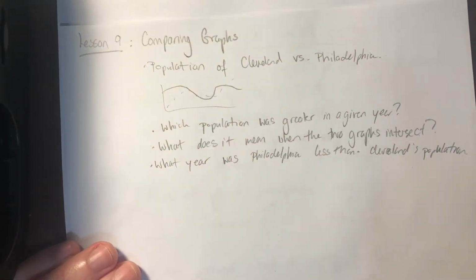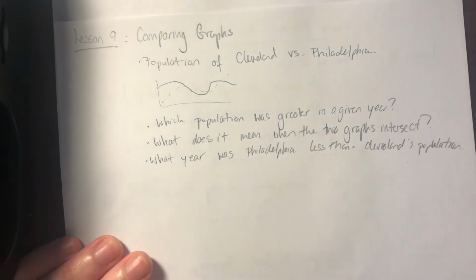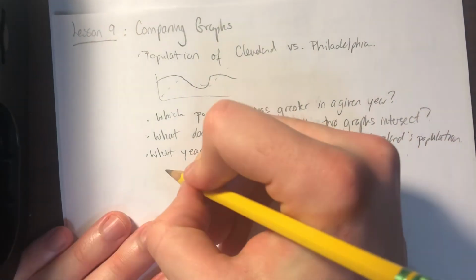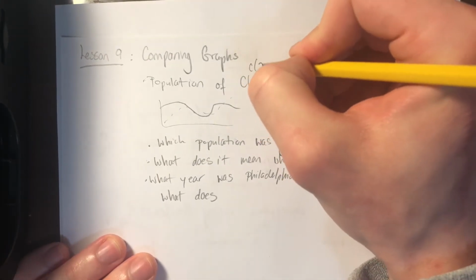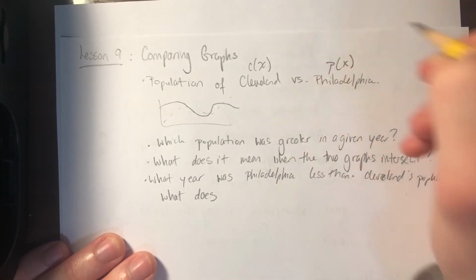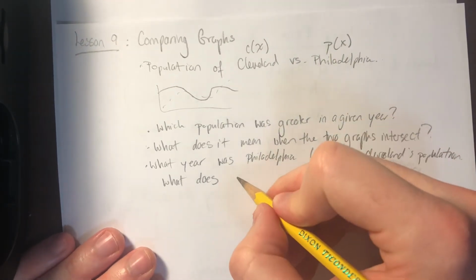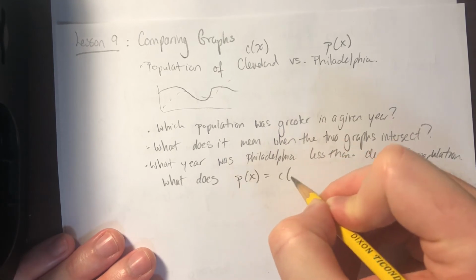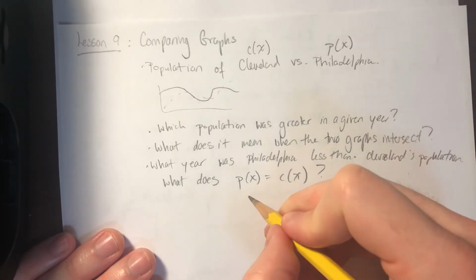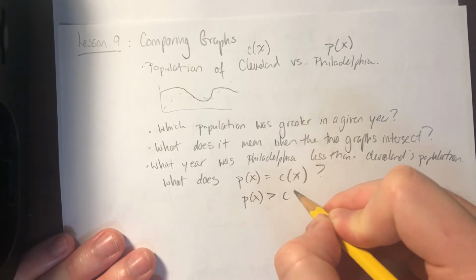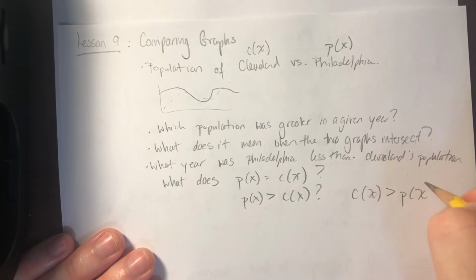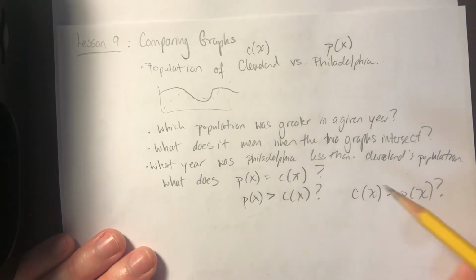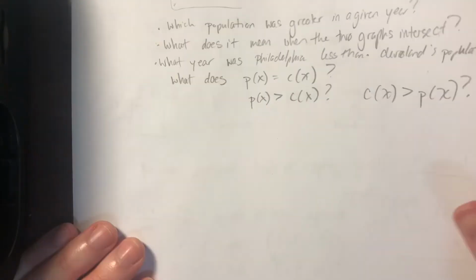All right, so you have to also be able to read those questions in words, but then also know what it means in function notation. So let's say if Cleveland is C of X and Philadelphia is P of X, I could use any letter I want there. What does it mean when I say P of X is equal to C of X? What does it mean when I say P of X is greater than C of X? Or C of X is greater than P of X? So you have to be able to interpret it not only with words, but if they're written in function notation as well. All right, lesson 10.